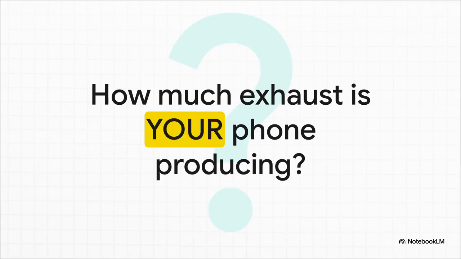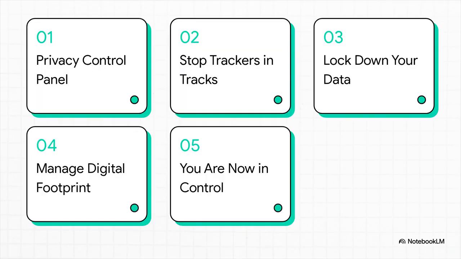And that brings up a really good question, right? If this whole trail is invisible, how in the world are you supposed to know how big it is? Well, the great news is that your iPhone has this whole control panel built right in, specifically designed to let you see it, manage it, and shrink it way, way down. So here's our game plan for today. We're going to start with your main privacy control panel, then dive into how to stop trackers dead in their tracks, lock down your data, and manage your digital footprint. And trust me, by the end of this, you are going to feel like you're in complete control.